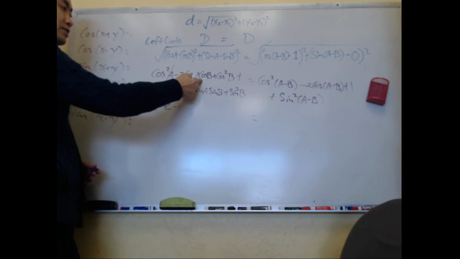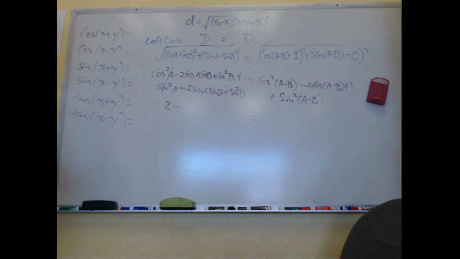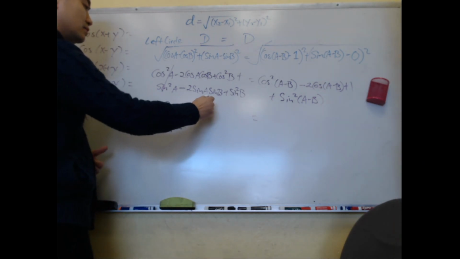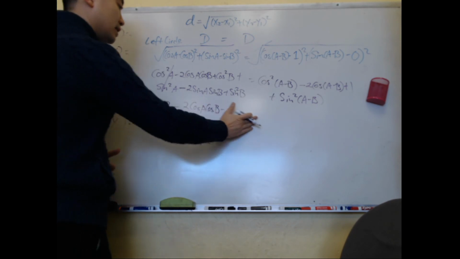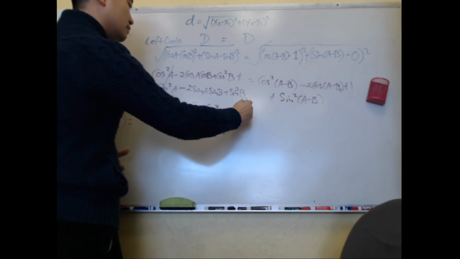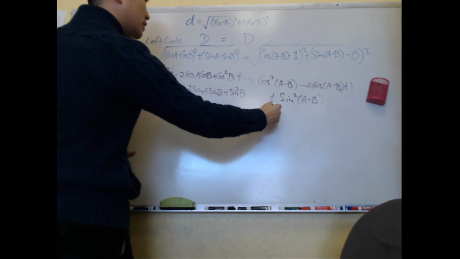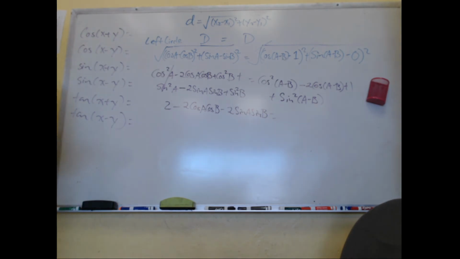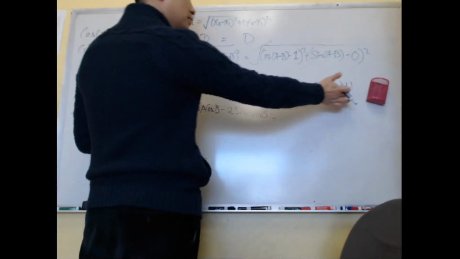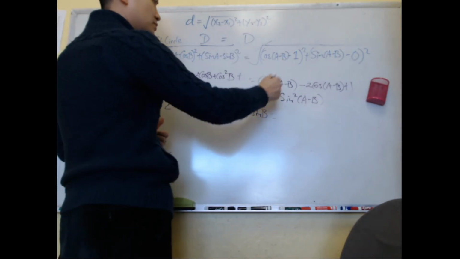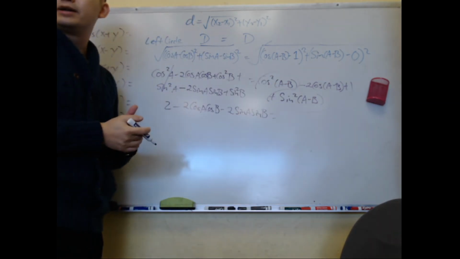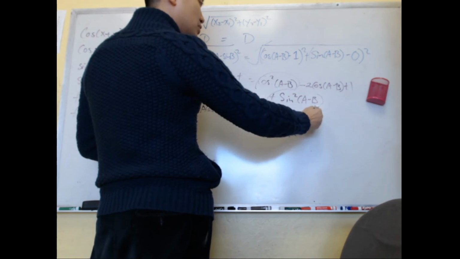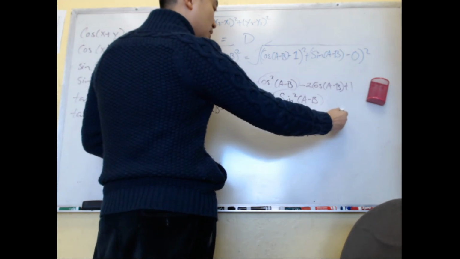Can we combine these together? Wait, are they exactly the same thing? No, they're not. So just rewrite it. So minus 2 cosine A cosine B, minus 2 sine A sine B. Right, we're going to do that later. What about the right hand side? Can we combine them? So 1 plus 1. Once you combine them, what is that? Identity, right? So 1 and then plus 1. So then 2 minus 2 cosine of A minus B.